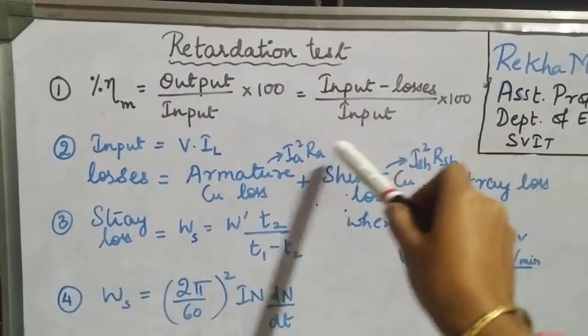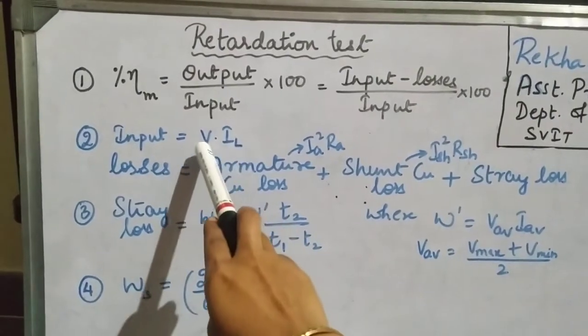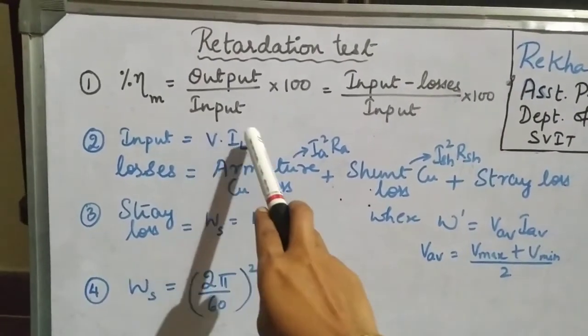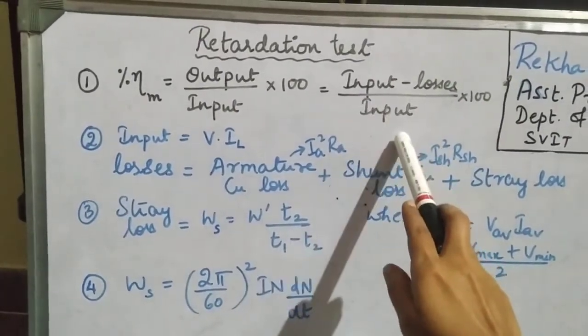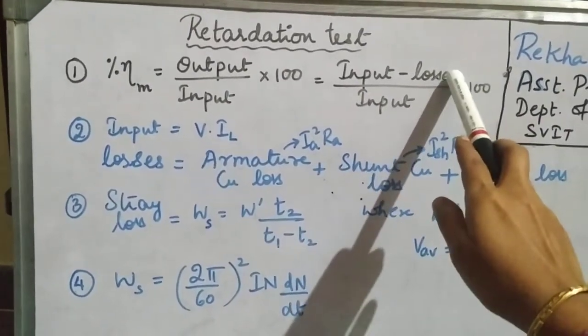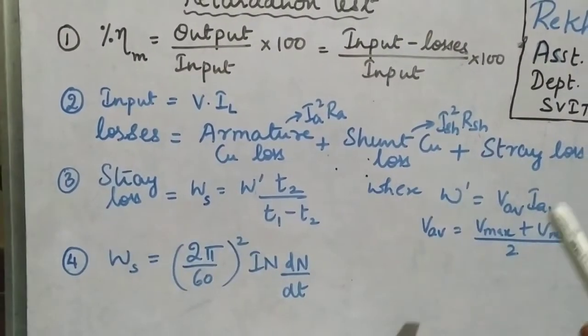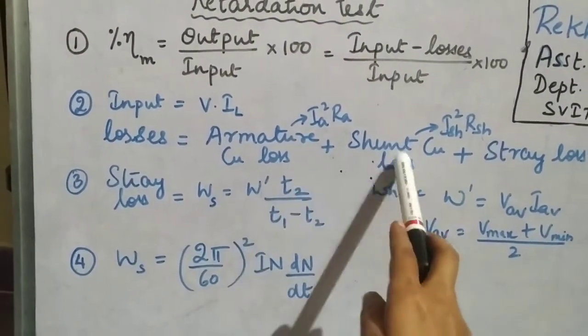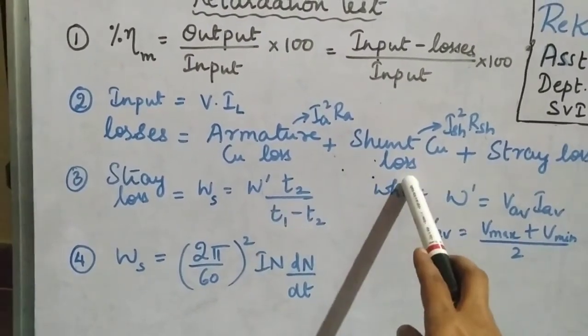The input can be written as V into IL, that is the supply voltage given to the machine and the line current. Then that parameter we can find out here. Then about the losses: the losses will include the variable loss plus constant loss. So what are the two variable losses? Armature copper loss and shunt copper loss.